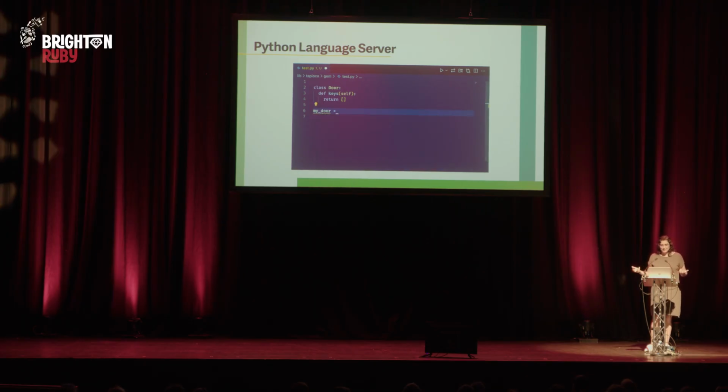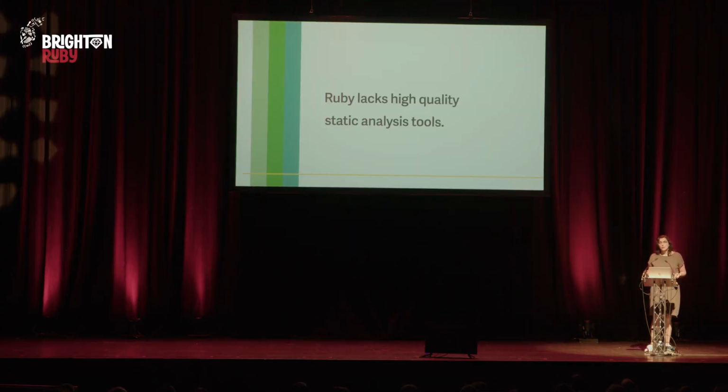However, the Python language server doesn't have this problem. I could name that variable whatever I wanted, and because the Python language server has stronger static analysis, it is going to know exactly what kind of object that is. This is not to say that the Ruby LSP is bad software. Like I said, it is state-of-the-art for Ruby right now. It just cannot do any better than it is currently doing, because Ruby lacks high-quality static analysis tools.